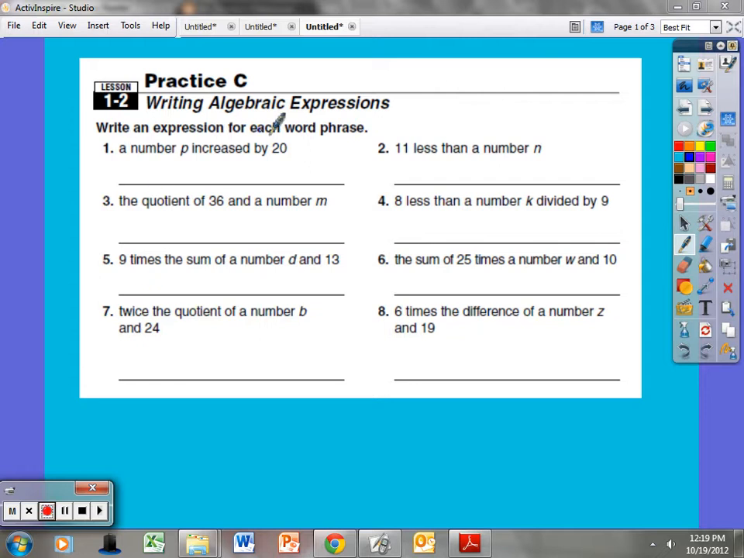It says write an expression for each word phrase. So we have to write an expression. I know an expression could have at least one or two possible variables, maybe more, who knows, and there's no equal sign. So I take a look at the first one.